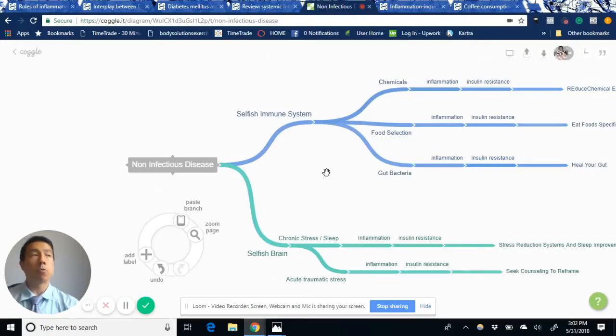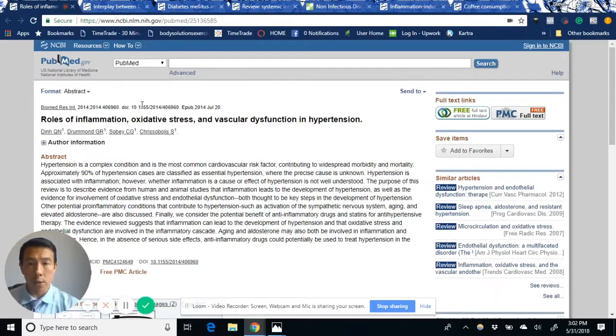Now, before we get to the other three holes in this other area that has to do with your immune system, we can take a look at whether it is truly inflammation that's causing all these diseases. So I pulled up some research articles. Here's one that talks about hypertension, high blood pressure, and the role inflammation plays in causing it.